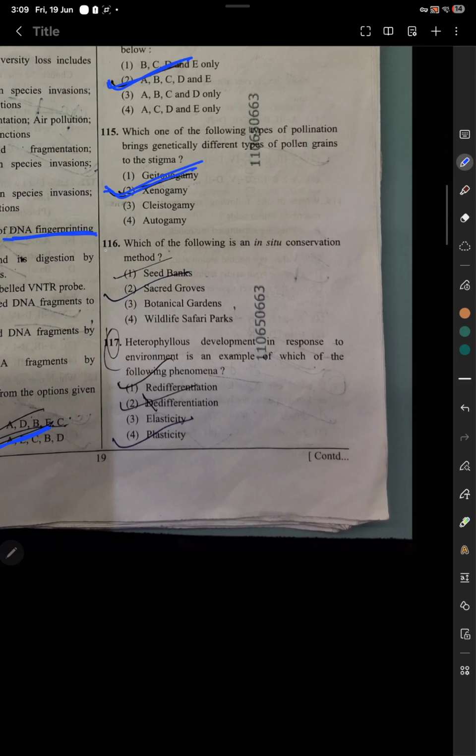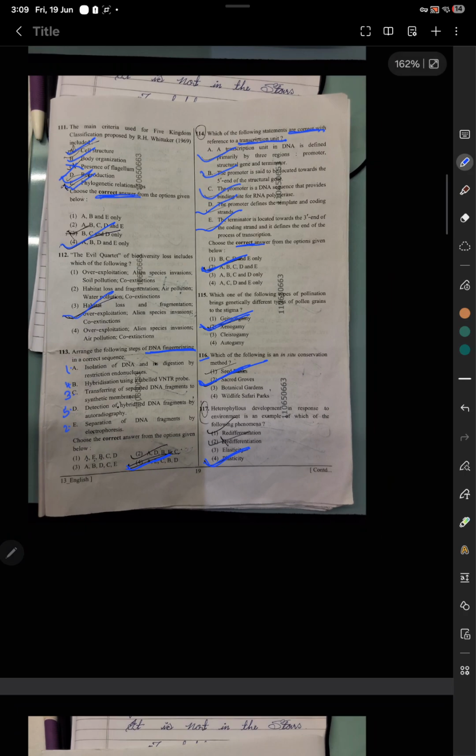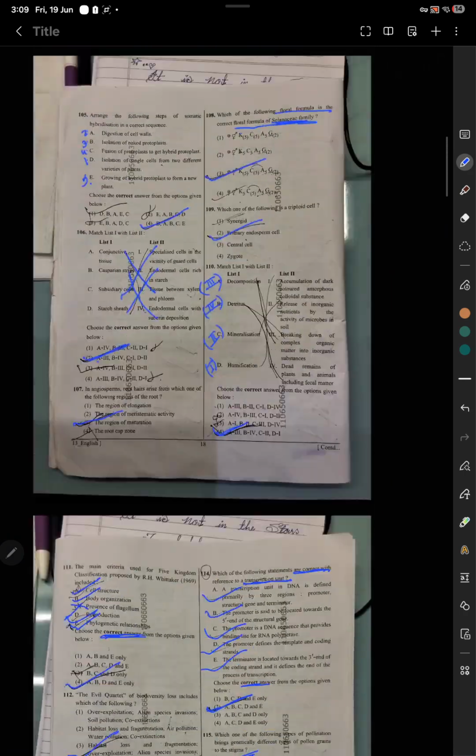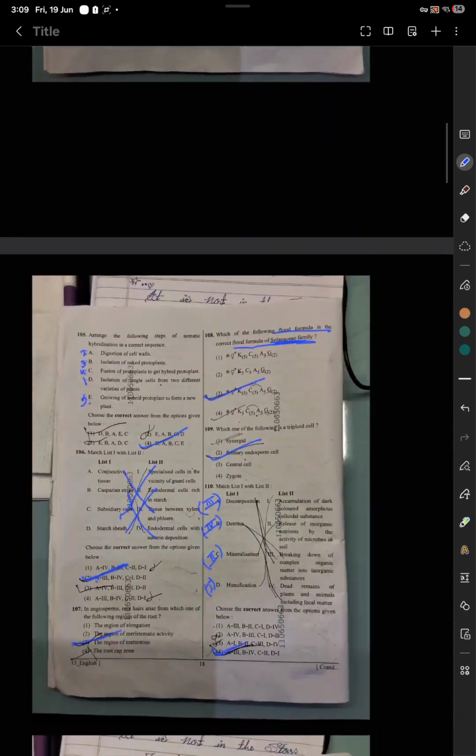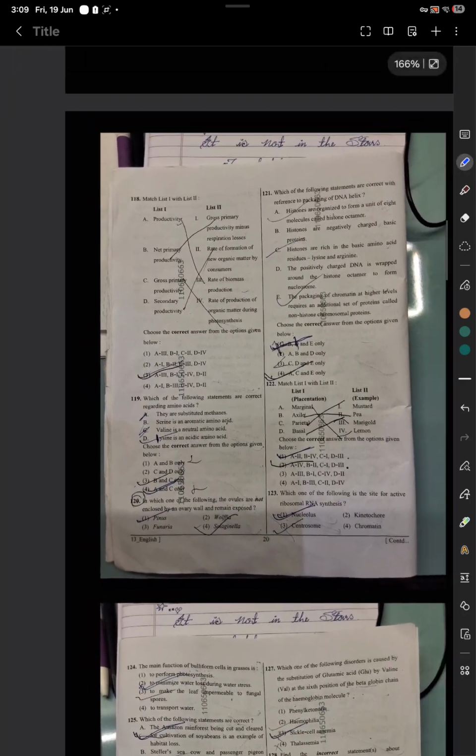Then question number 116. Which of the following is an in situ conservation method? Then your option number 2 is correct: sacred groves. Then question number 117. Heterophylly, development in response to environment, is an example of which of the following phenomena? It's plasticity. Option number 4. Let's move to the next question. We have done this many questions till now. Let's move to the next question.